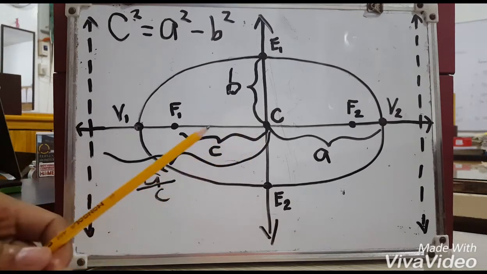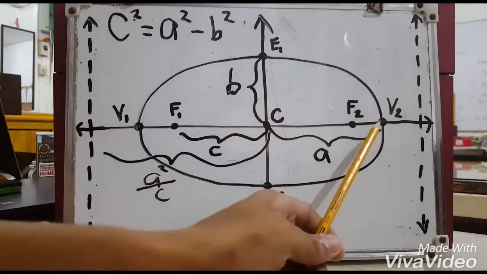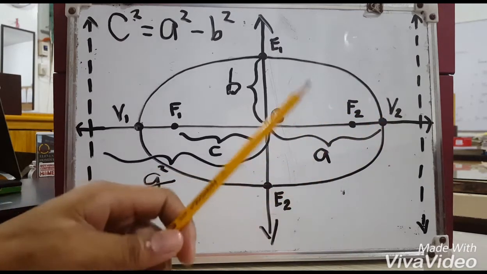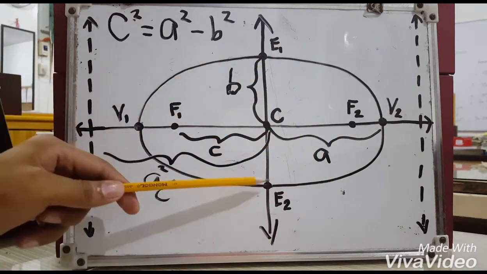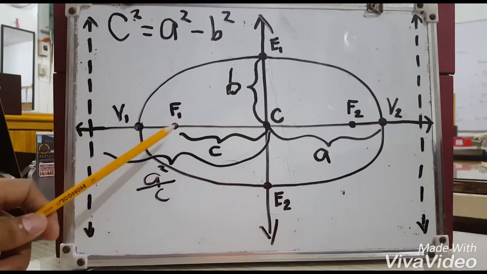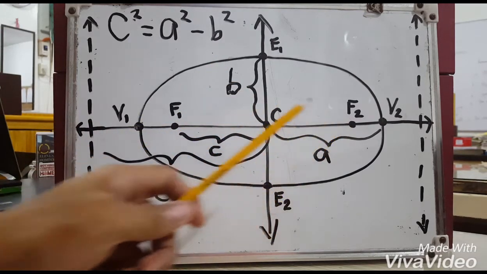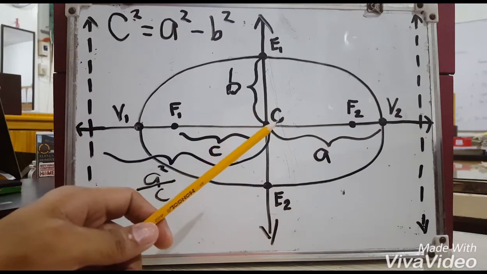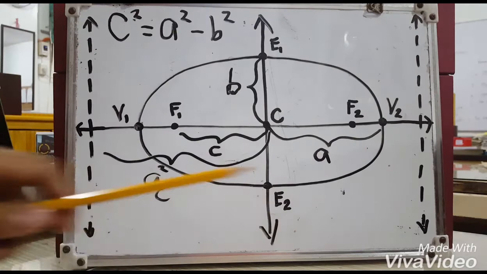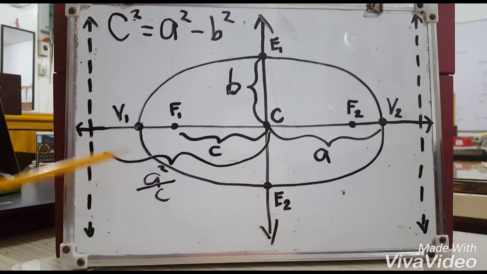Therefore, the distance from V1 to V2 is given by the formula 2a. The distance between E1 and E2 is given by 2b. The distance from F1 to F2 is given by 2c. And finally, the distance between the directrices is given by 2a squared over c.